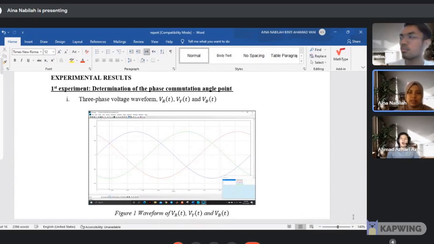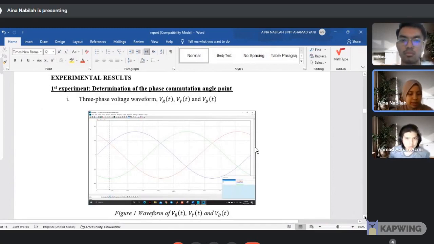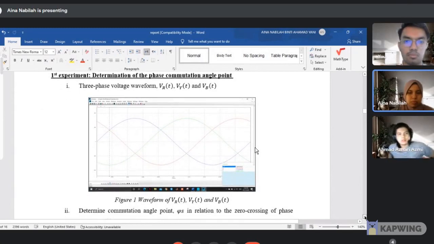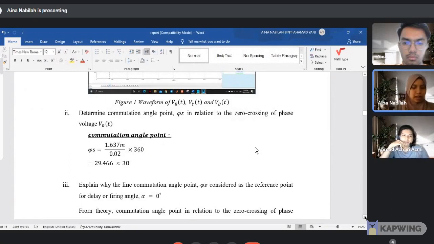So this is the voltage waveform, which is VR, VY, and VB that we obtained from the simulations. Next, this is the commutation angle point that we calculated from the simulation, which is 29.466, and we round to 30. From this theory, the commutation angle related to the zero crossing of phase voltage is 30.